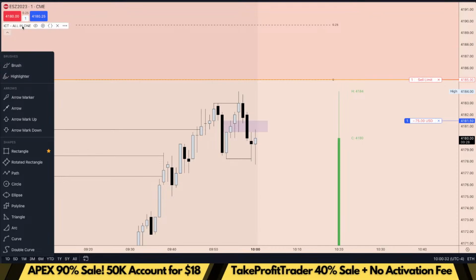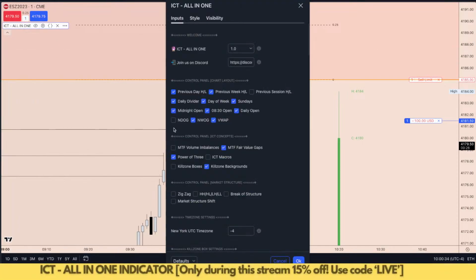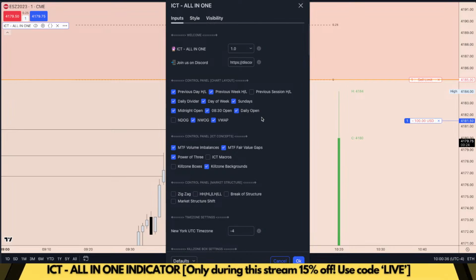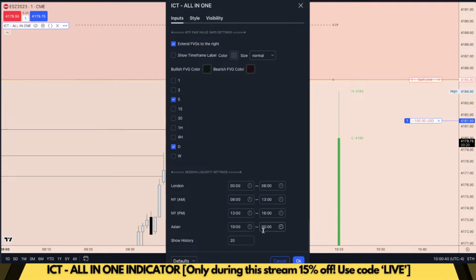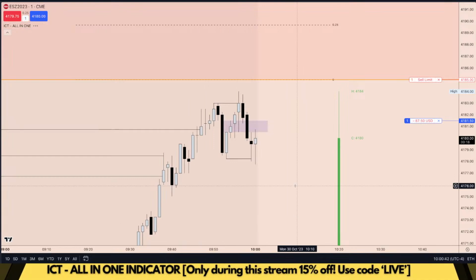Keep in mind, earlier we had the multi-time frame volume imbalances on our chart. I will put them on here again. And I'm also going to plot 5-minute fair value gaps. Oh, that's easy. Now I don't have to chart all these things. Super excited that it's finally ready.